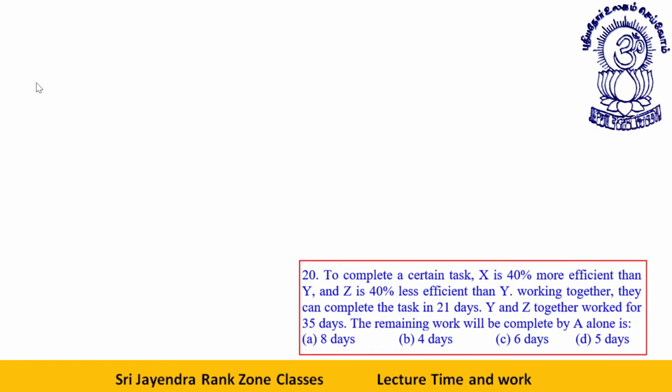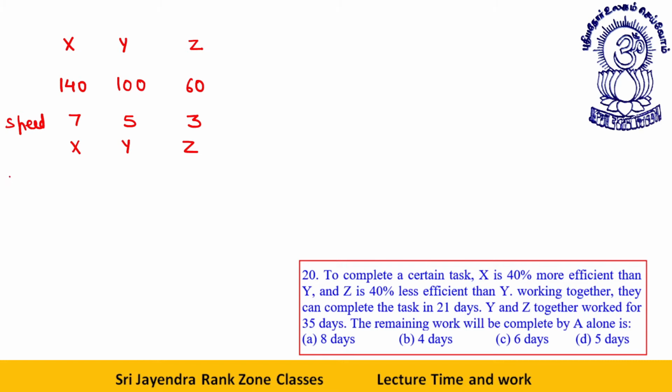To complete a task, X is 40% more efficient than Y. Assume the speed of Y is 100. So the speed of X will be 140, and Z is 40% less efficient than Y. This is Z, this is 40% less, so this becomes 60. So I can say the speed of X, Y, Z is in the ratio 7, 5, 3. Cancel them by 20. This is the speed or efficiency, okay?